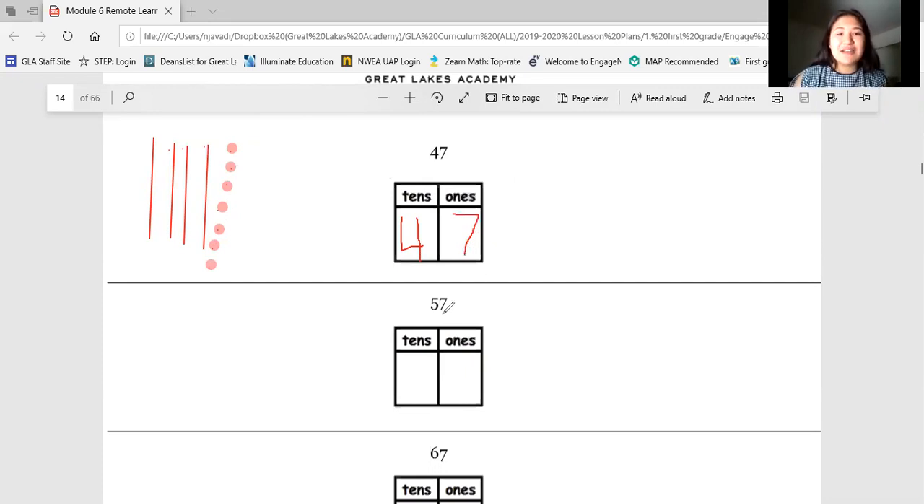The next number is 57. So 57 looks like this. But I need to break up this number into tens and ones. Shout it out right now what the tens are in this number. The tens are good. The ones are good. Let's double check and see if you got it right.